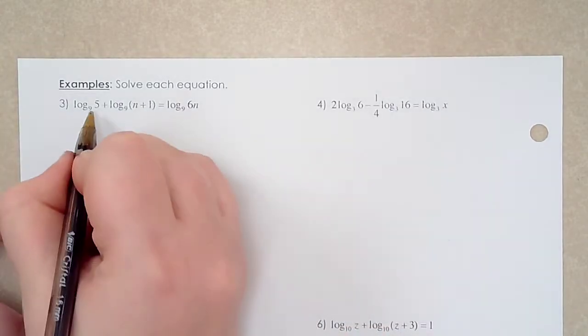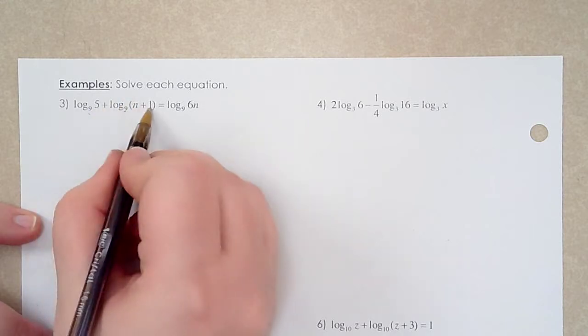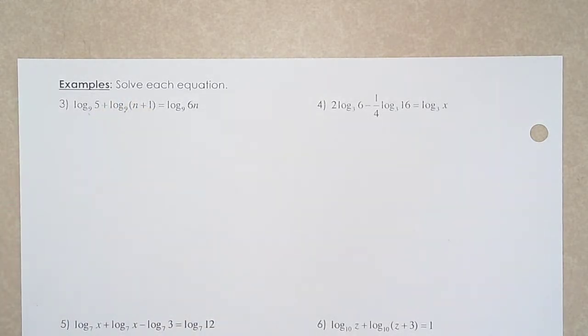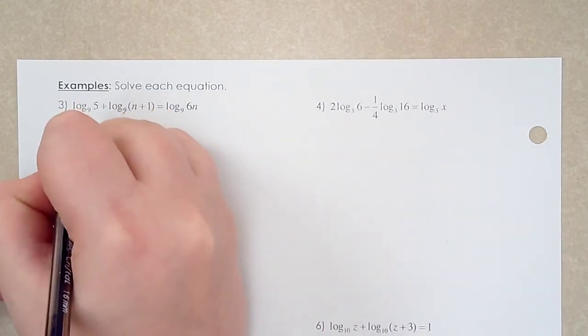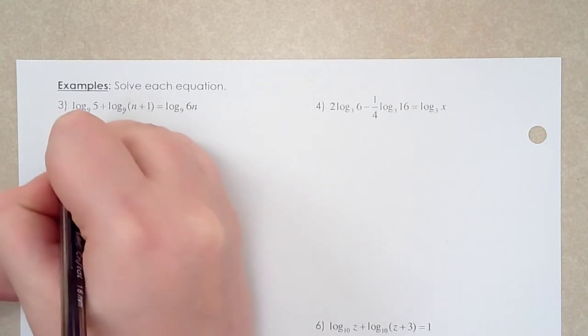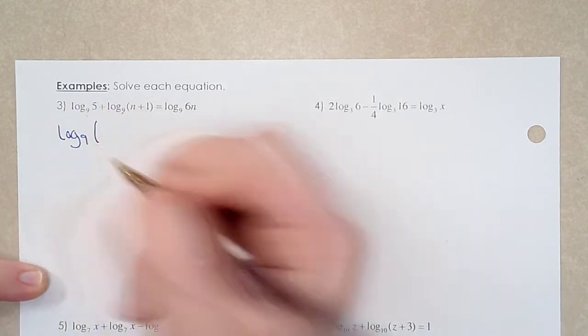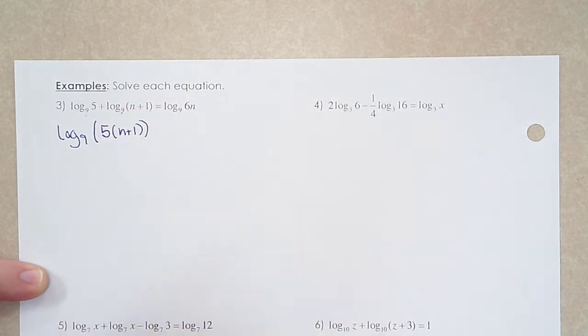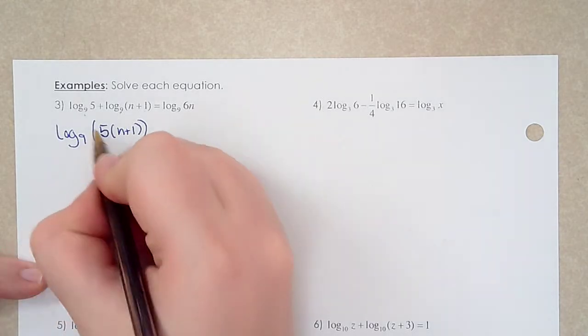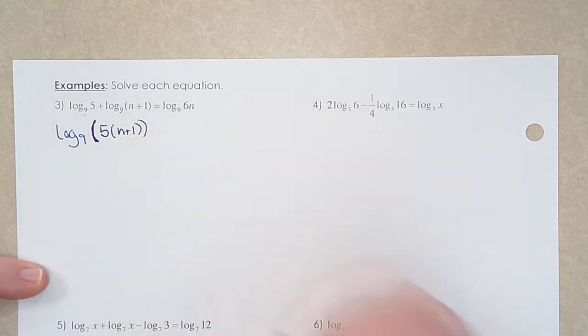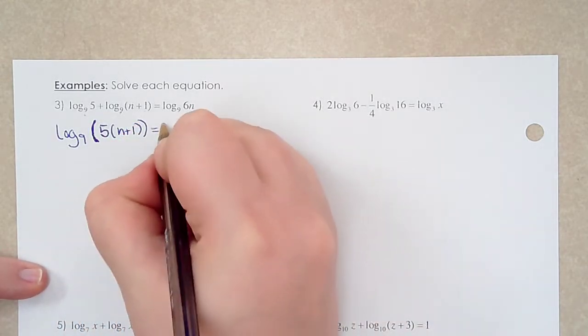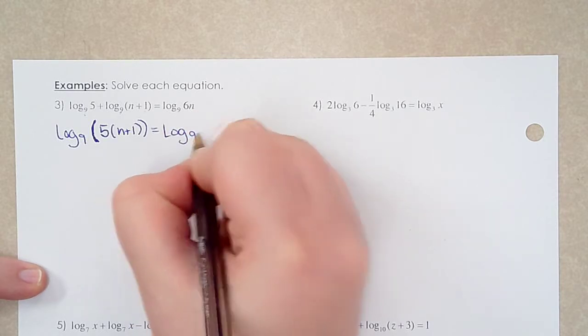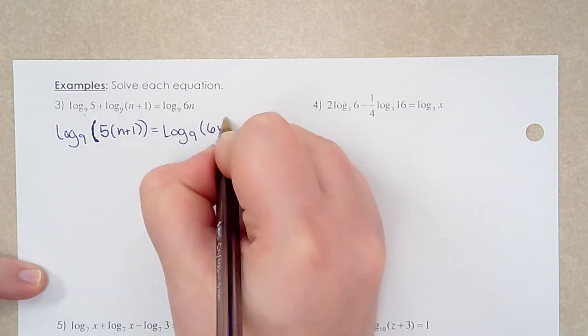So we know when 2 things have the same base and they're being added, we can multiply those things. So in this case, we're going to have log base 9 of 5 times n plus 1. Notice I'm still leaving it in parentheses because I'm not multiplying the 5 just by the n. I also have to distribute it over to that 1. It's all equal to log base 9 of 6n.